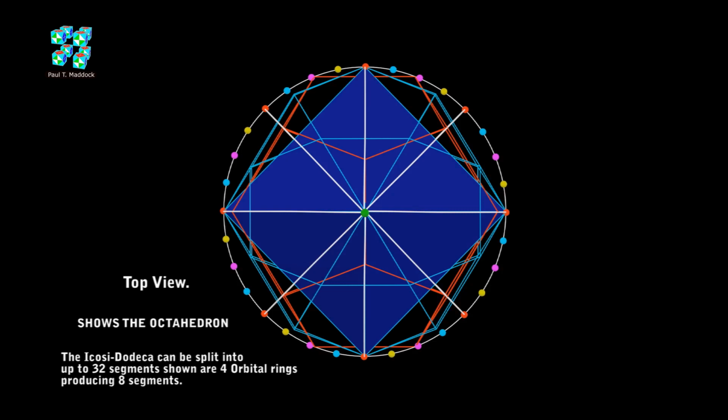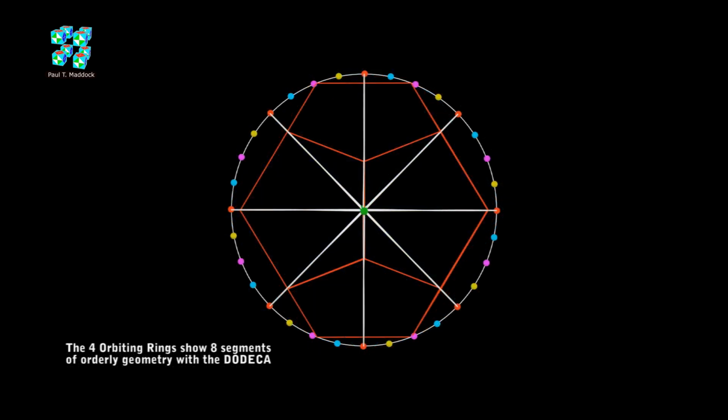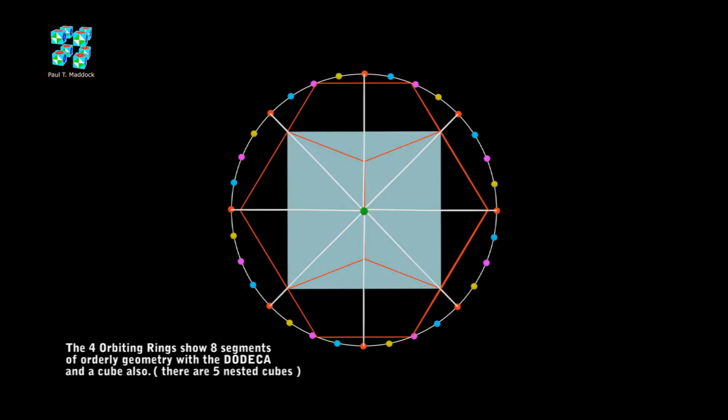Okay, let's hide the octahedron and take a look at the dodeca. You can see that 4 orbital rings are lining up to the geometry of the dodeca, to some vertices and edges of the dodeca. Now this isn't going to stop here. We also have cubes in the dodeca, so this is showing 1 cube for a start.